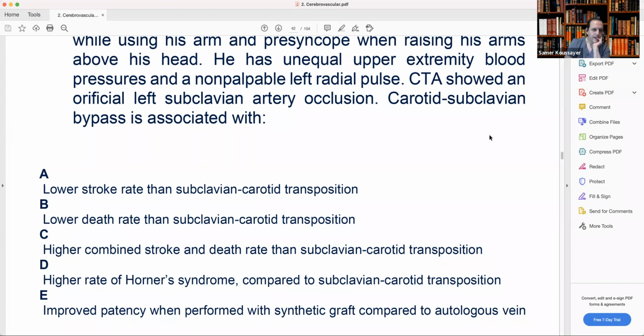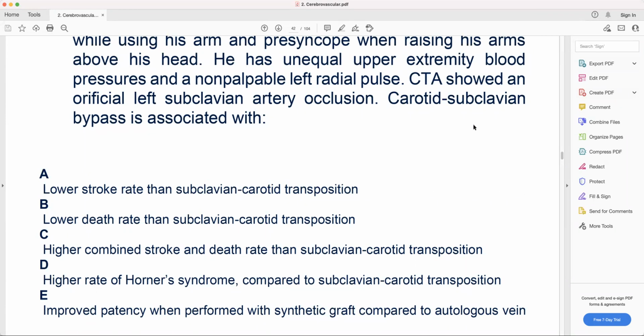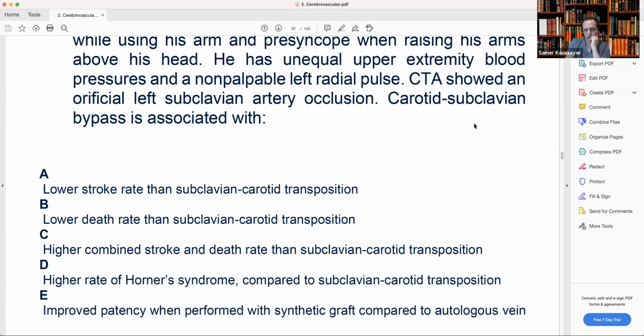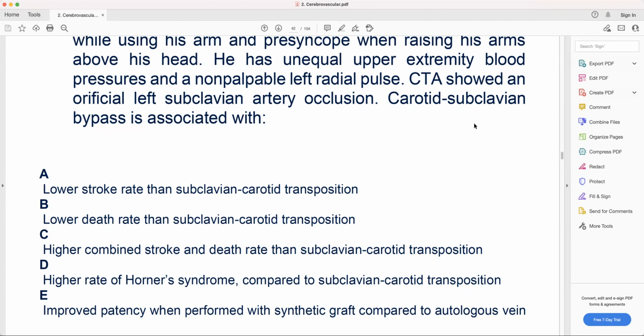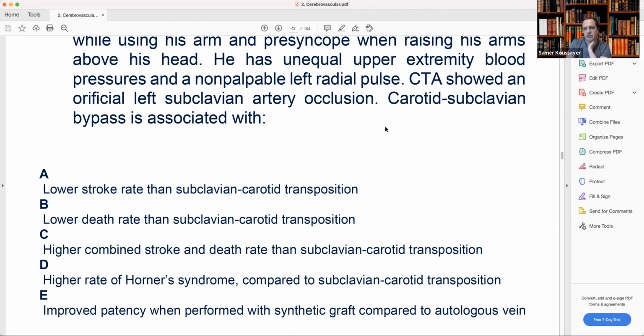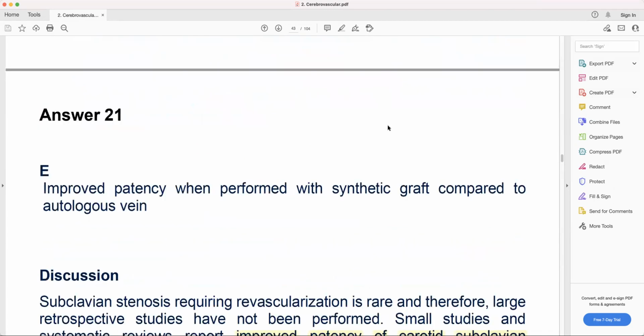Okay, clear. Any questions? So again, there's no difference in patency, stroke or death. The only thing is, if you want a good result, you have to use a synthetic graft. All right, let's see who's next. Sam, you want to take the next question? Yes, sir.